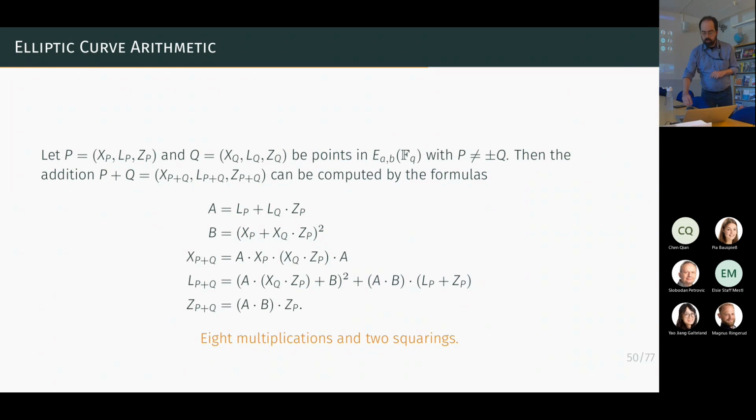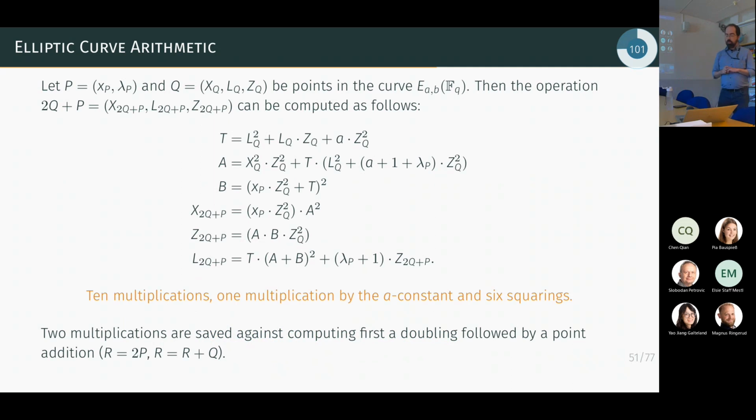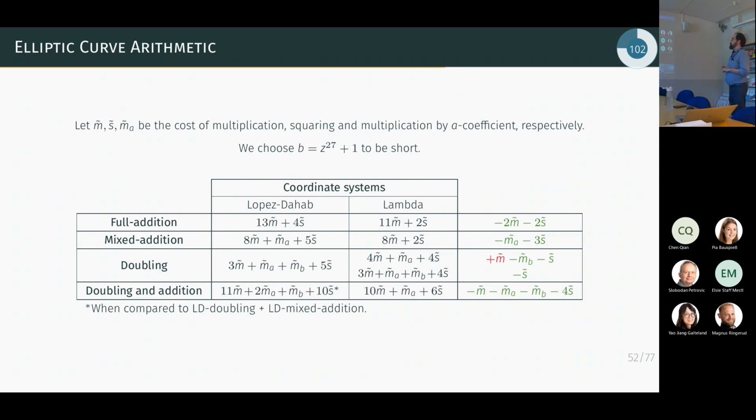That's something that all elliptic curve implementations do, to enjoy faster mixed additions. And I think I'll just skip this. It's just another ugly formula. Comparison.